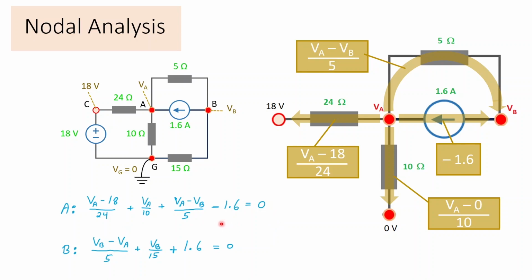I'm just choosing to have a bunch of terms equal 0. So you could see, for example, VA minus 0 over 10 ohms would be this term. And then for the 5 ohms, we'd have VA minus VB over 5 ohms. And this way we don't have to overthink which way the current is going. We just assume it's leaving, write the term, and the term will end up being negative if it was entering.